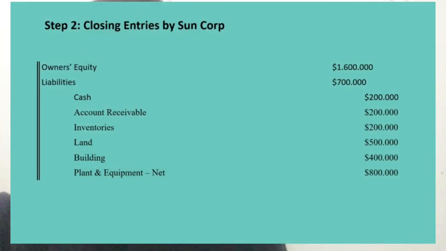And step 2 is we are going to make the closing entries by Sun Corporation, by closing the accounts in the statement of financial position and recording them at book value. The journal entries are owner's equity and liabilities in debit, and credit cash, accounts receivable, inventories, land, building, plant, and equipment.